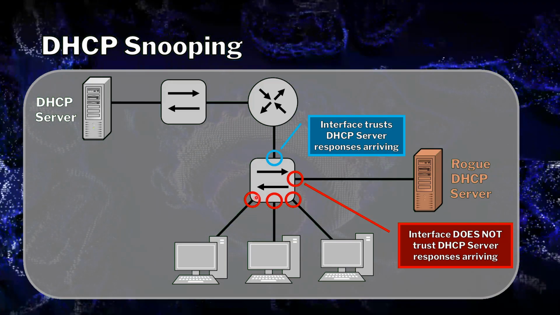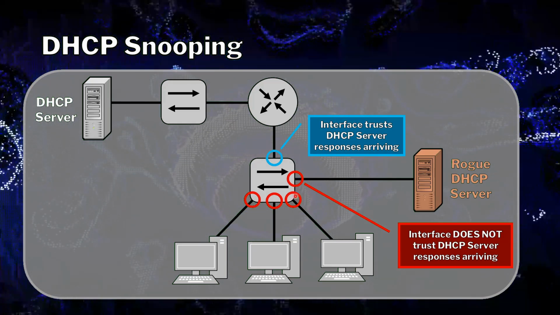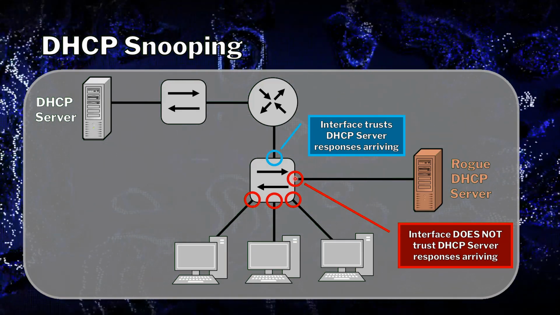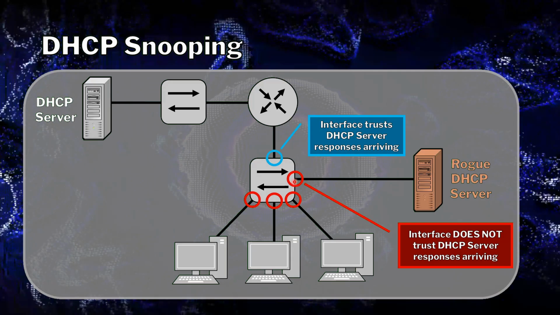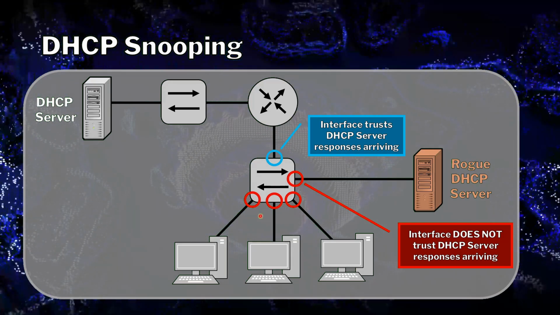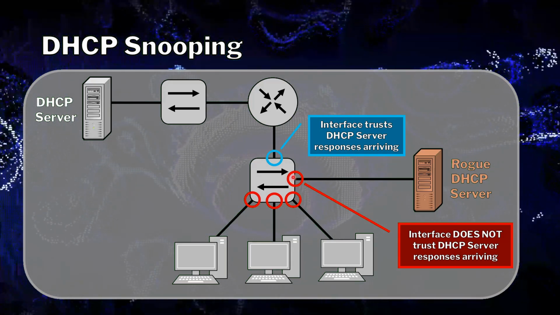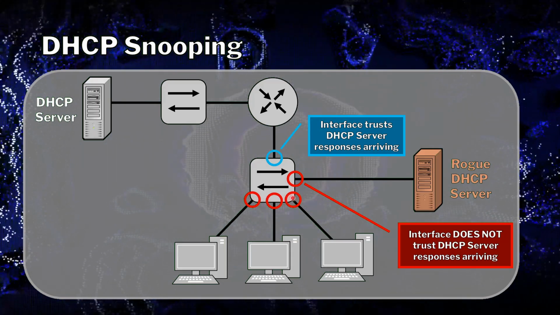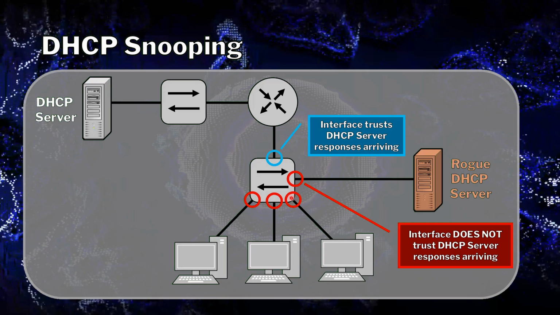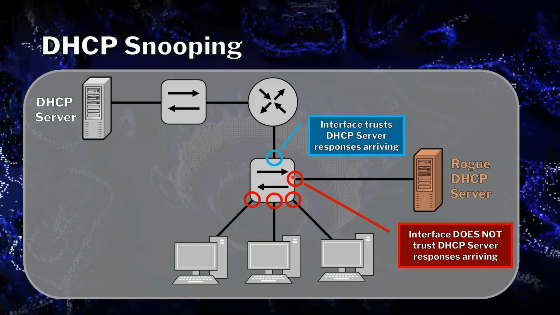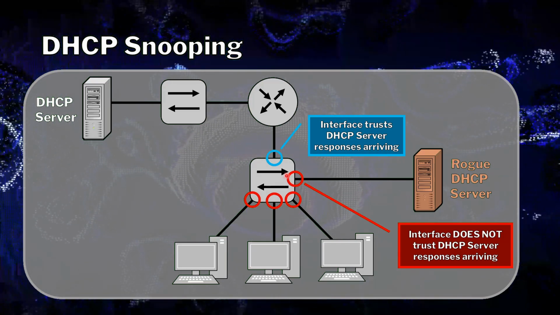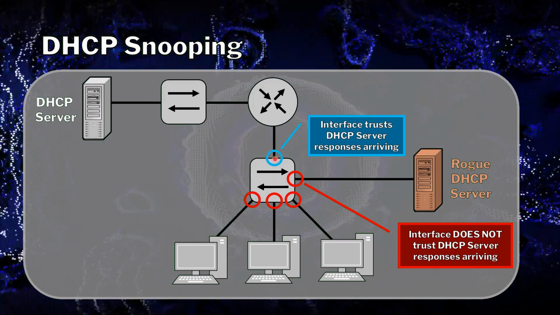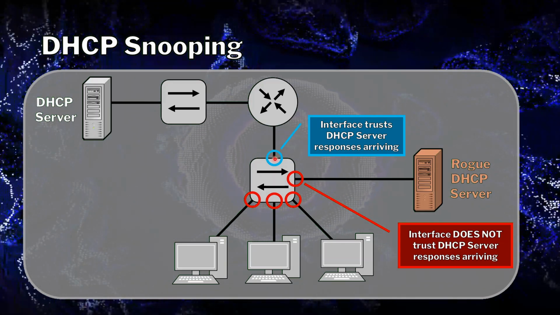But if we see an offer come in on any of these interfaces, that would be suspicious, and the switch can block it, meaning that this DHCP server would not successfully get its responses to these clients. If we get a request come in here, that's fine, because that's what we expect to see from clients. But if we see an acknowledgement arrive on any of these interfaces in red, it gets blocked. Only the offer and acknowledge can arrive on the interface that's been set up as trusted for DHCP.